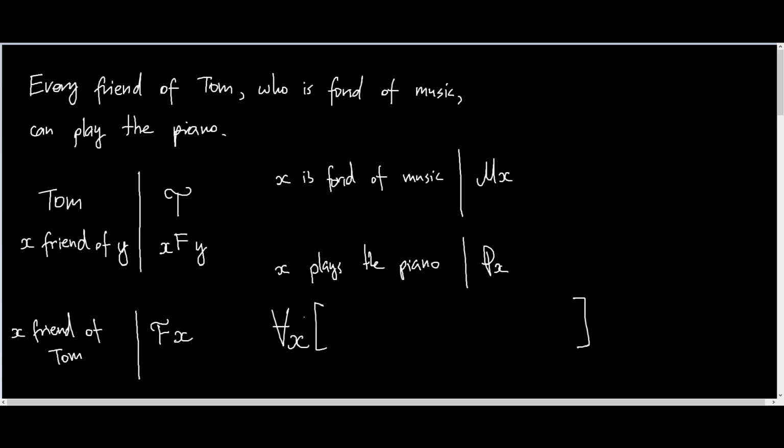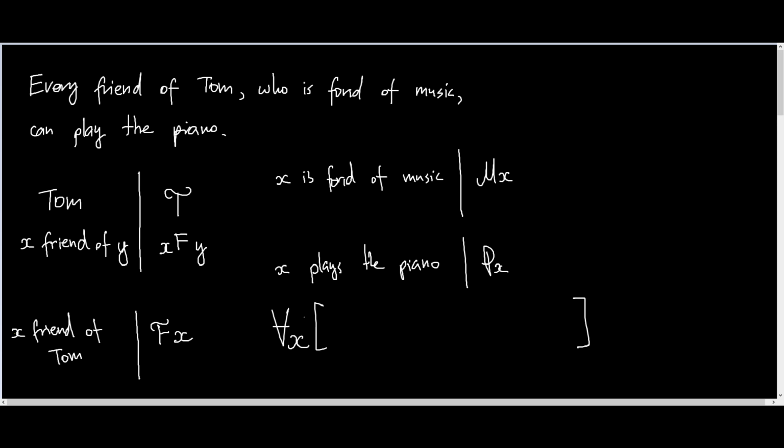You see, the first two times we're not claiming that X is a friend of Tom, because X is a random human being, right? We're not saying a random human being is a friend of Tom. That's not what we want to say. We want to say, if you take a random human being, if that person is a friend of Tom, and if that person is fond of music, then that person can play the piano. So you see the difference between the assumption that we're putting on X and the conclusion we should be able to derive from that assumption.